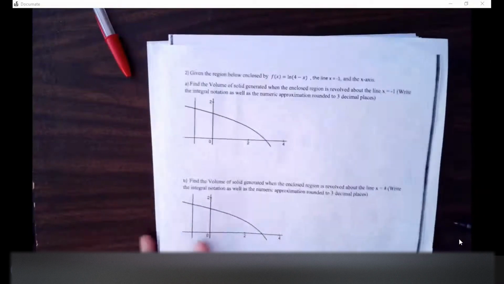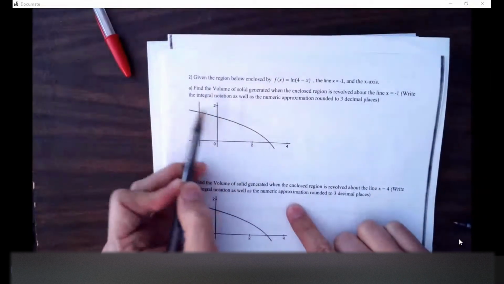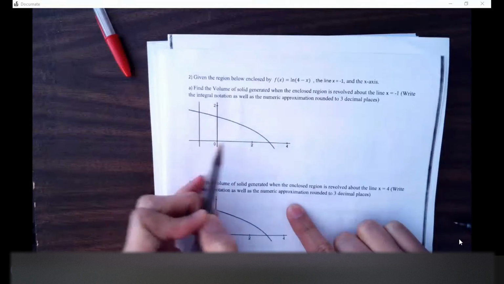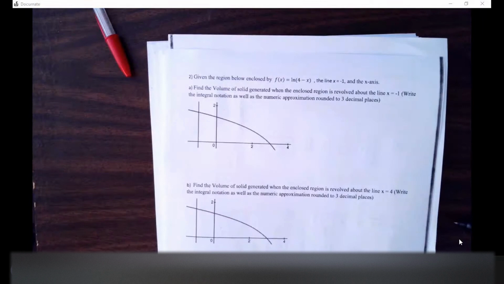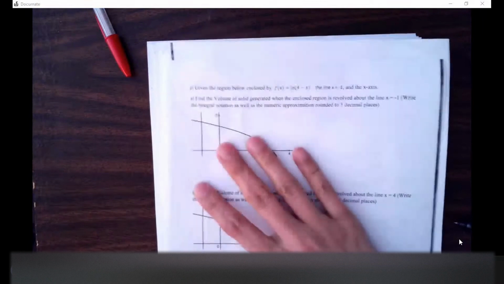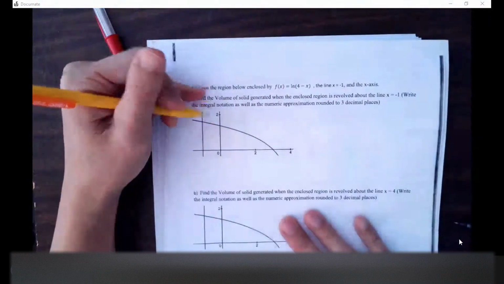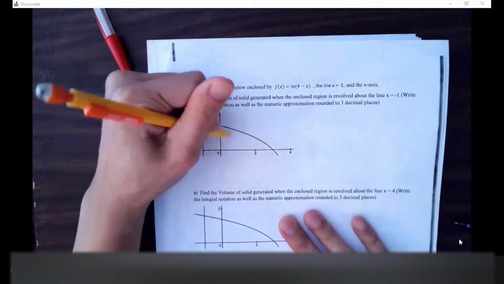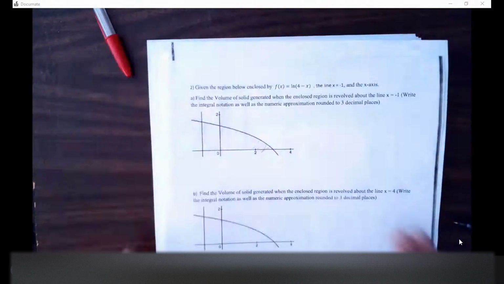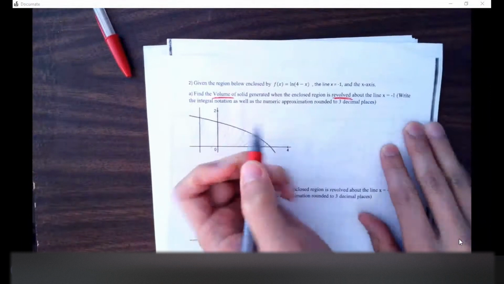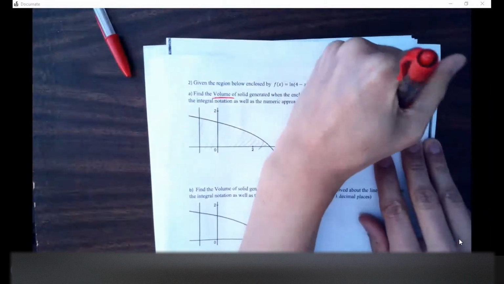Okay, back page. Given the region below, we have natural log of 4 minus x, that's here, line x equals -1, that's here, and then the x-axis. So I'm going to fill in our shaded region here. Volume. Okay, so we're back to volume here, revolving rotation around x equals -1.